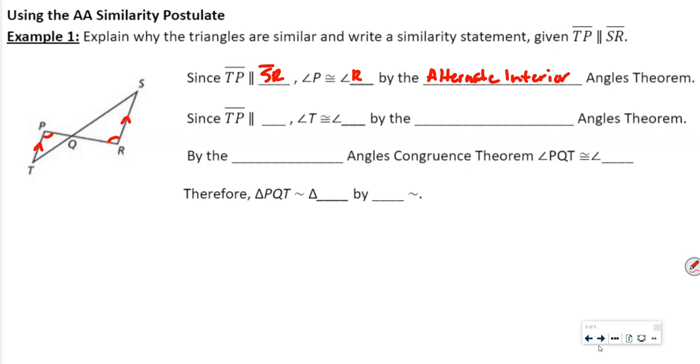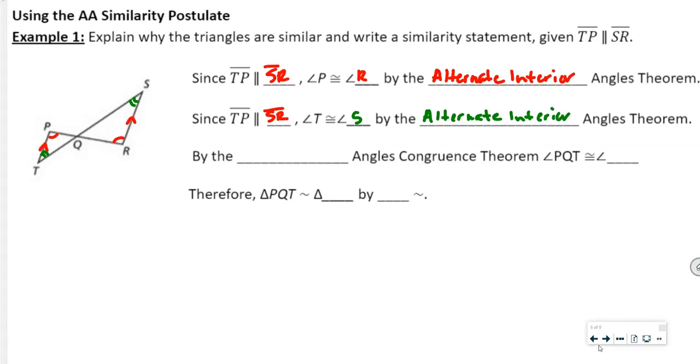Then again, since TP is parallel with SR, we can say that angle T right here is congruent with angle S as well, again by the alternate interior angles theorem, right? And these are things that you need to notice immediately. Now, we also know that by the third angles congruence theorem, angle PQT, this angle right here, is congruent with angle what? RQS, right?